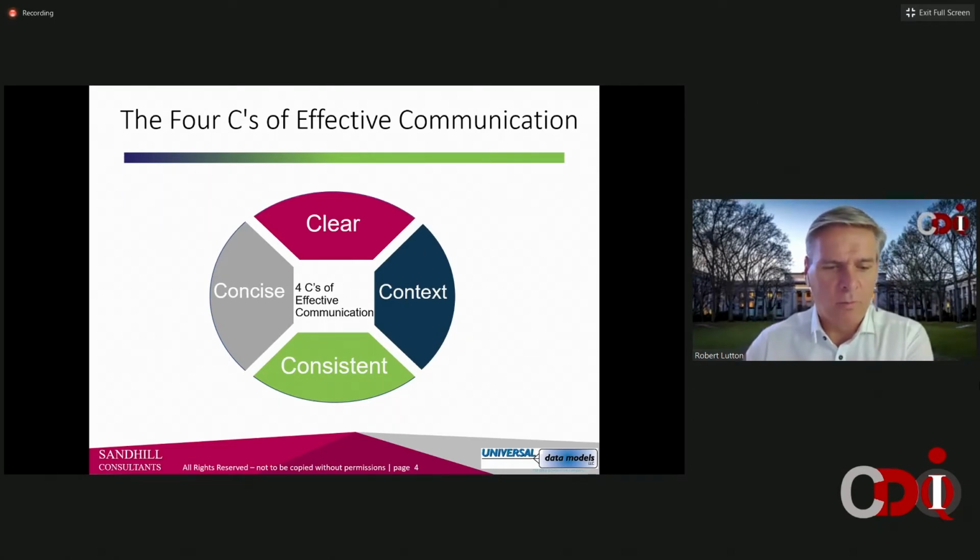What do we mean by consistent? You have a standard and a repeatable way of creating and structuring your business term glossary and common vocabulary, and it is used in minimizing ambiguity and inconsistencies.